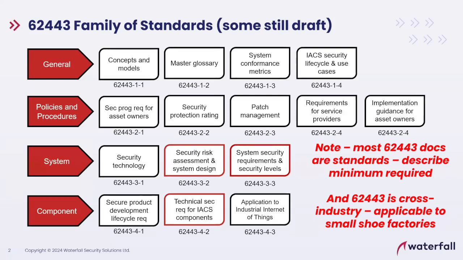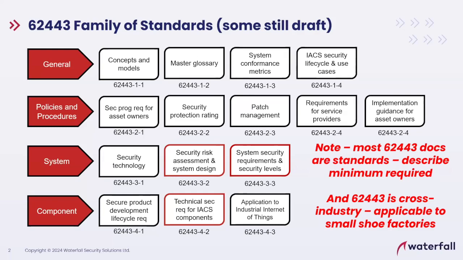A second thing to remember about the standard is that it applies equally to large power plants and small shoe factories and everything in between. What does that mean? It means the bare minimum described by the standard is appropriate to a small shoe factory. So when we use the standard, we have to interpret it. In particular, with the risk assessment, we have to select security level targets. That is the big way that you adapt the standard to different industries and consequences.